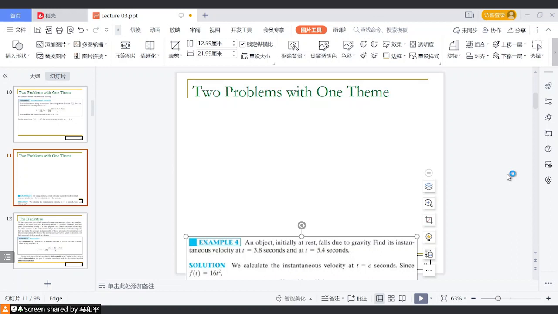Or maybe you do it by yourself and just for me, I read it. Okay. Here, this example. You write f(t) is 16t squared. Just calculate when t is 3.8. Okay.